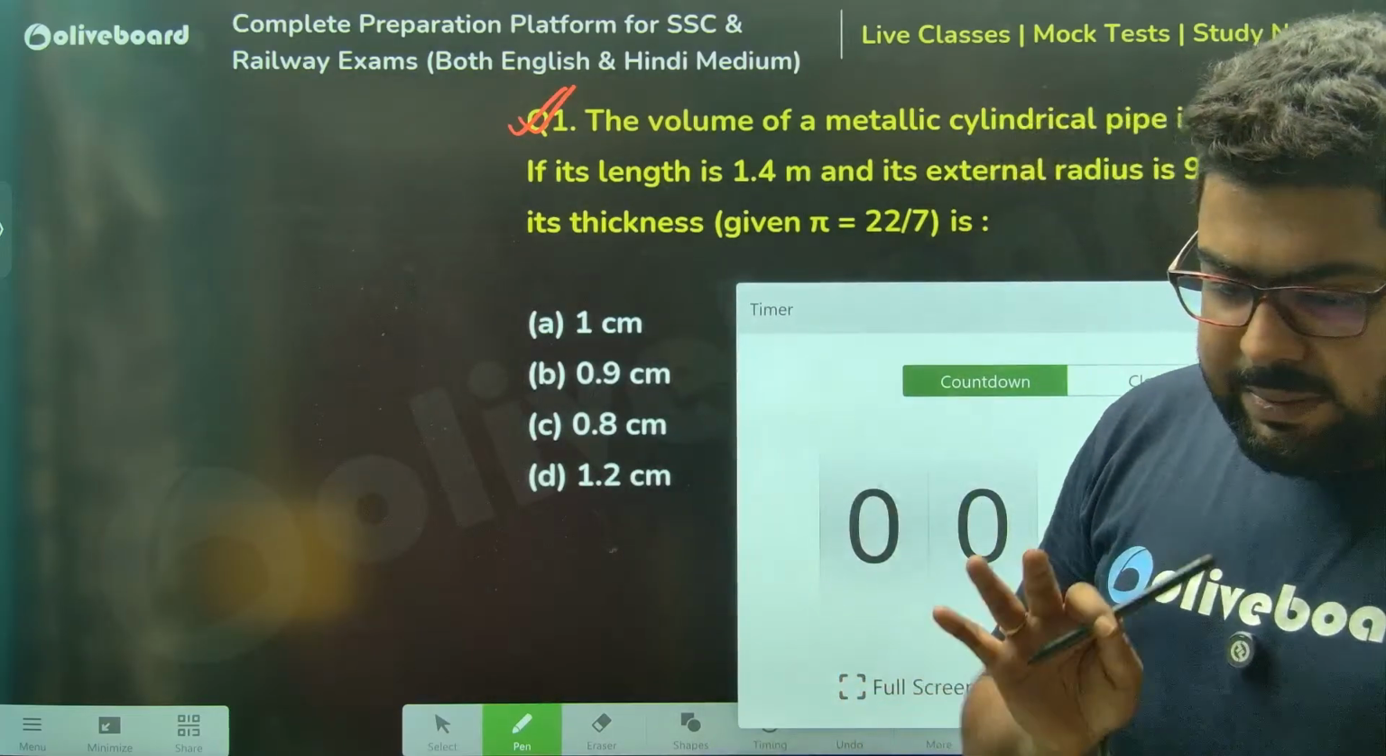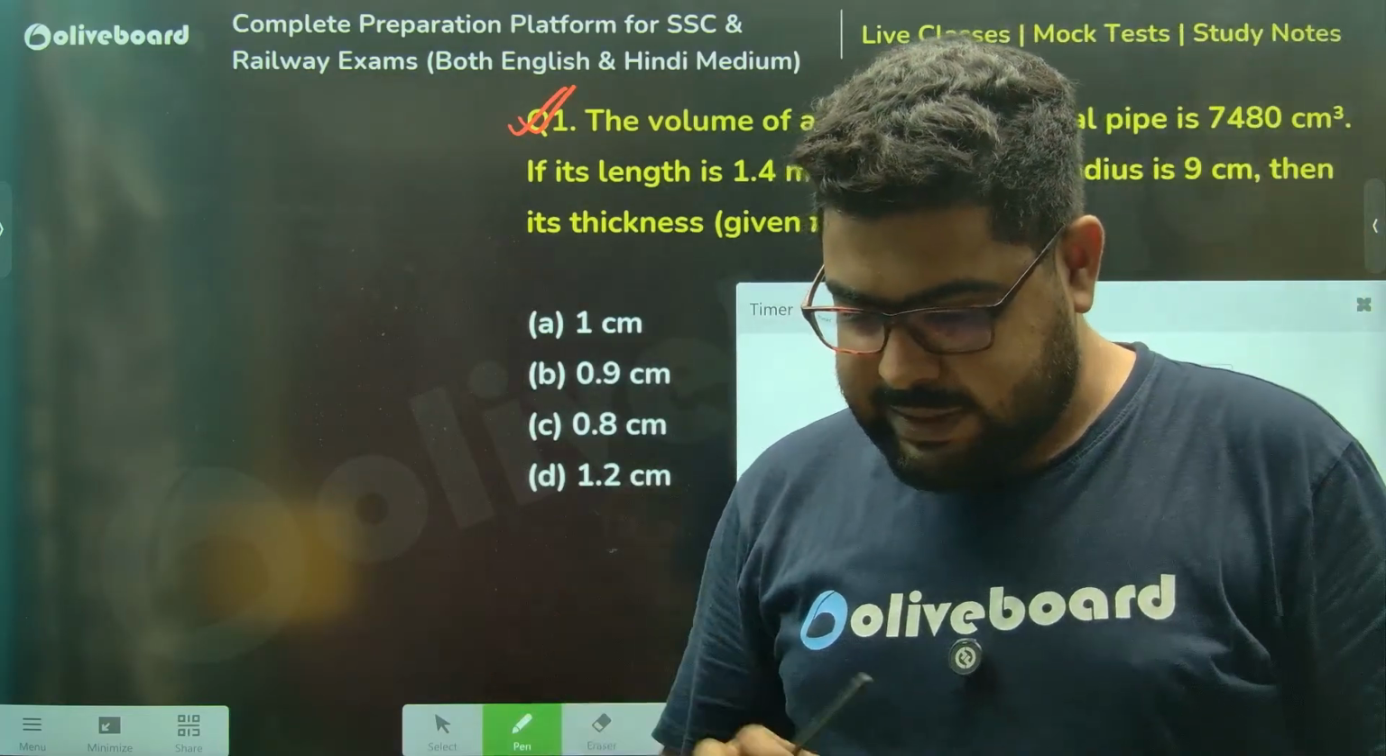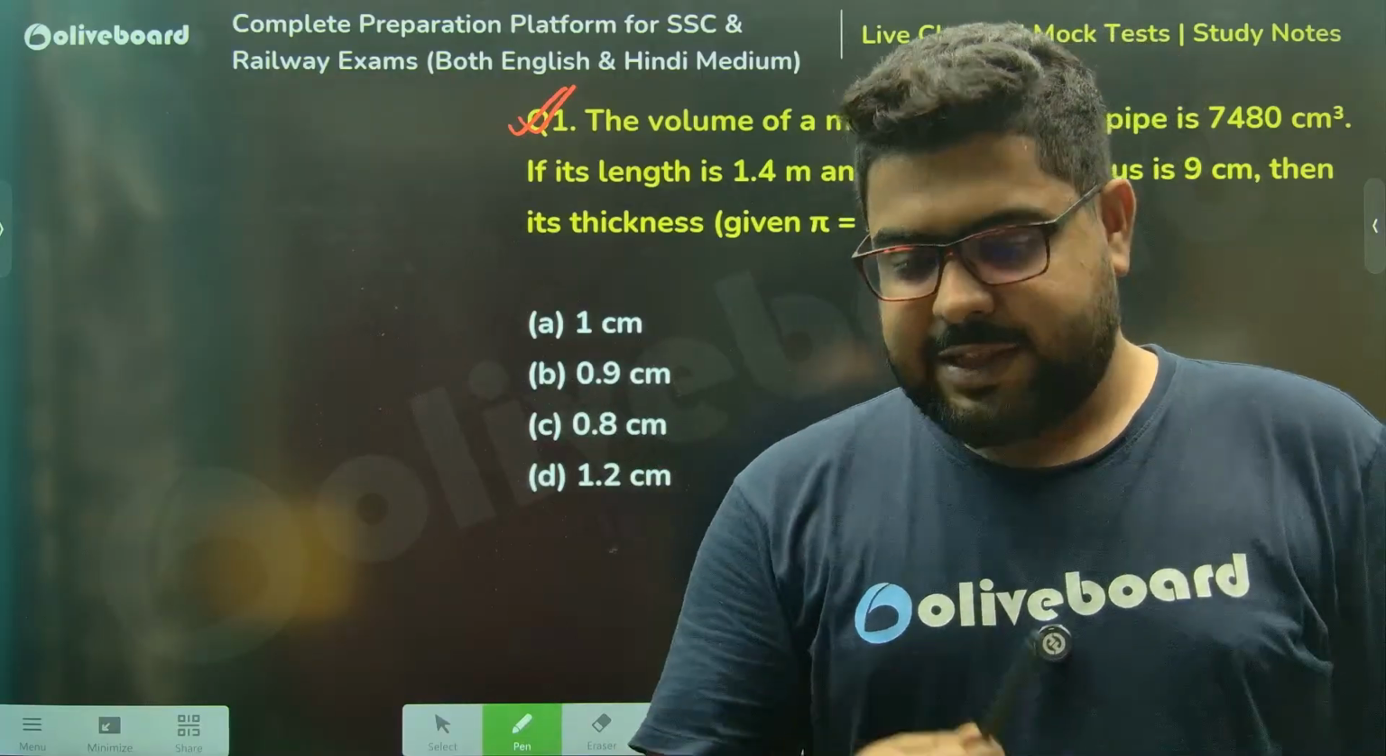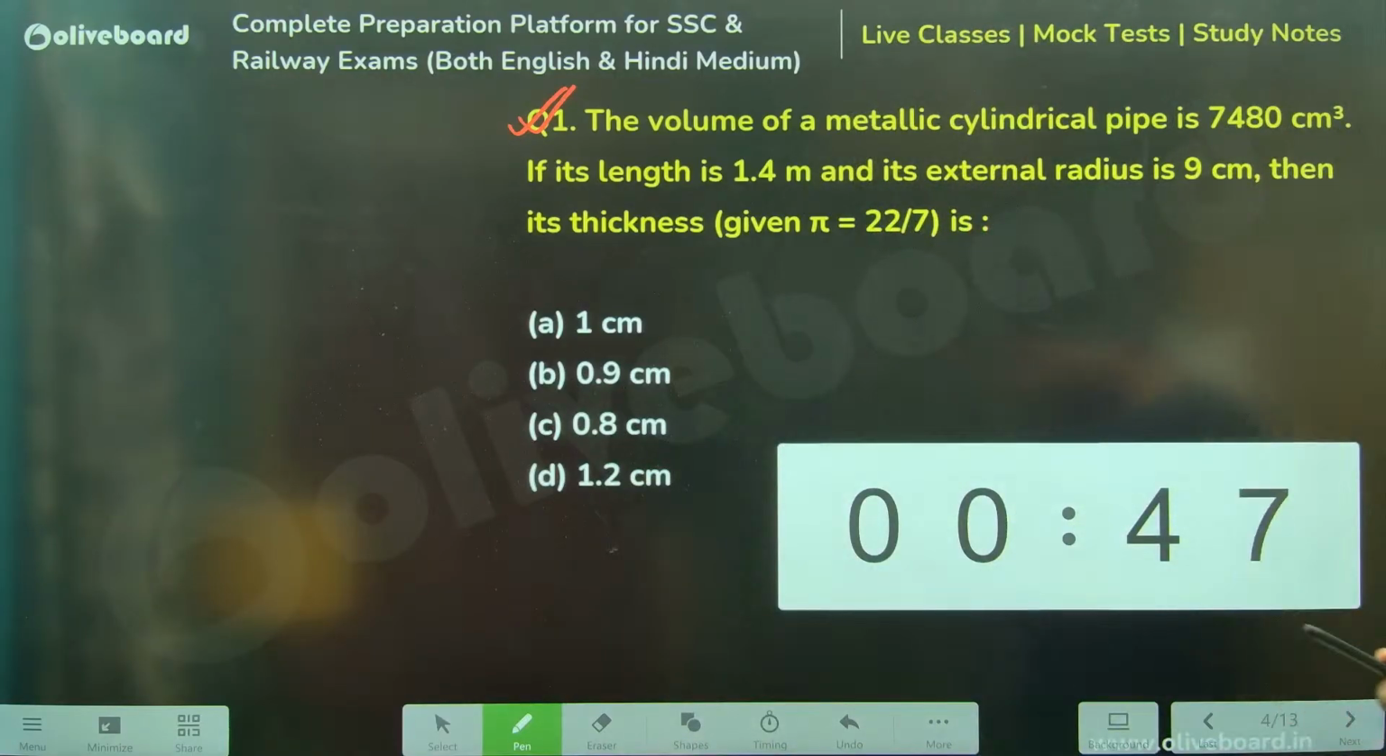There is a problem with my laptop, let me say this up front. It's not charging, so I can only take the class till the charge lasts. I don't know what happened here. I have to check. It has just failed charging.